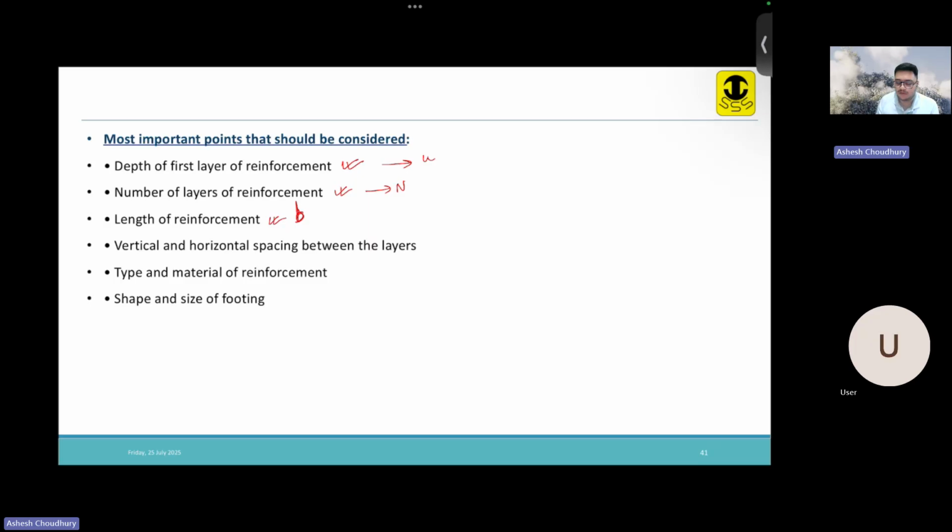Then the vertical and horizontal spacing between the layers. If you are using steel strips, then both vertical and horizontal spacing are important. But if you are using geotextile or geogrid, then only vertical spacing is important. Then the type and material of reinforcement is also important, whether it is geotextile, geogrid, geocell, or steel strip. At last, the shape and size of the footing, whether it is a strip footing or rectangular footing, and the width of the footing, are all important.